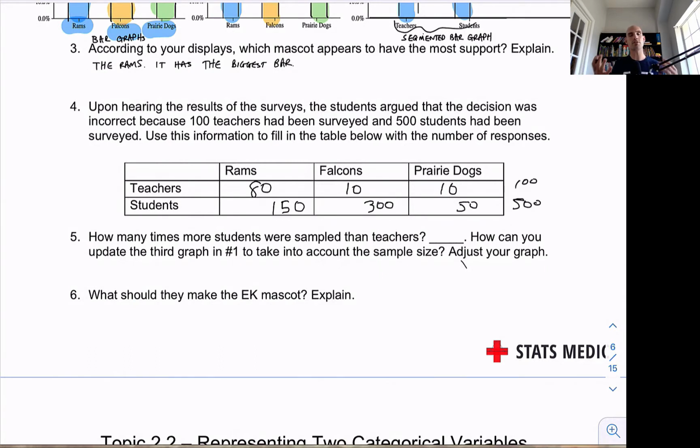Now let's look at what the question is asking. Which one actually won? Which one should be the mascot? Really what we're asking is, which one did the most number of people vote for? With Rams, it was 230 total people, so 80 teachers, 150 students. With Falcons, it was 310. And with the Prairie Dogs, it was 60. When we consider those numbers, which one actually won? Well, it appears to be Falcons.